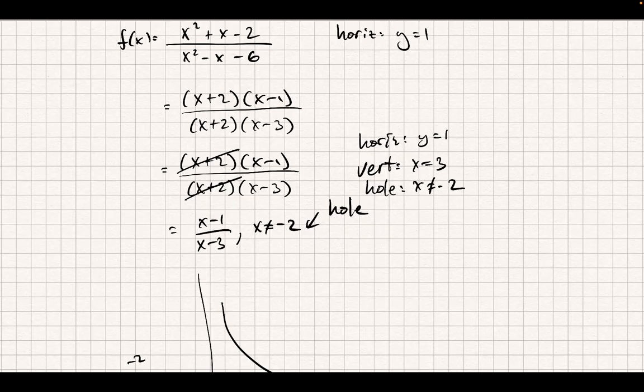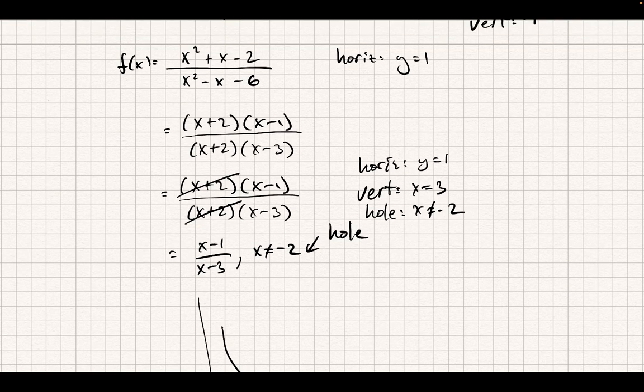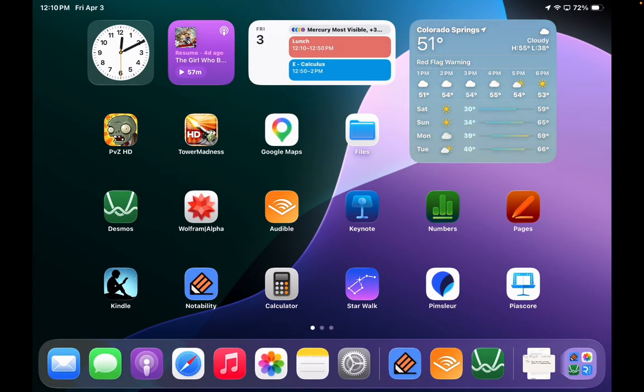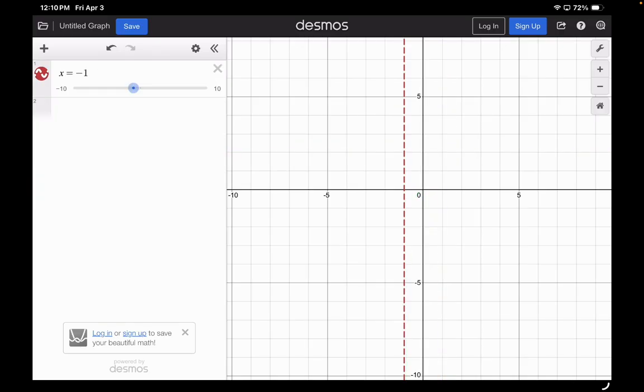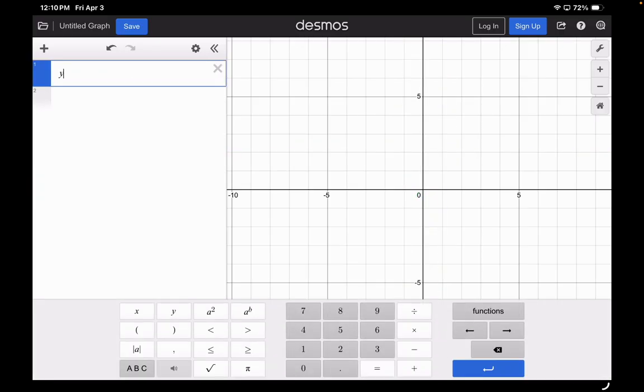I feel like the vertical asymptote should also include x equals -2. It's not a vertical asymptote. I realize I'm going a little bit late, I apologize for that, but let me just graph this quickly to show you that there's no vertical asymptote there.